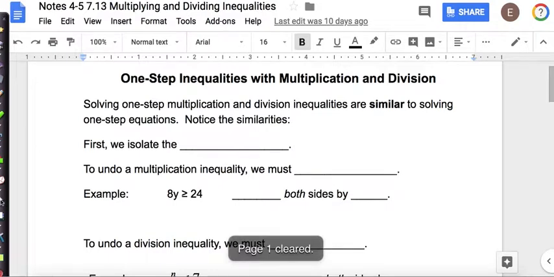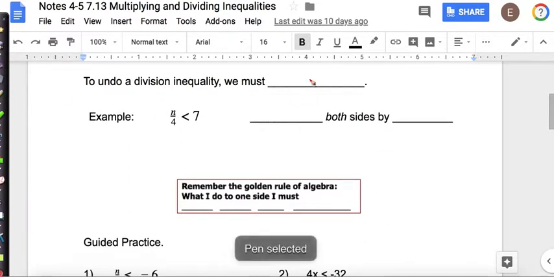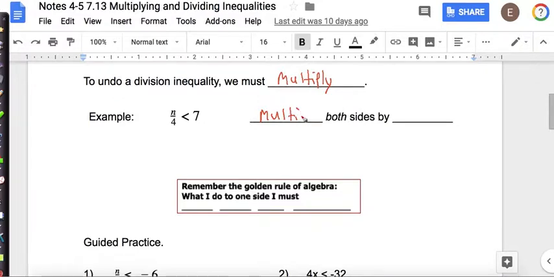Okay, to undo a division inequality, we must multiply. So we have a fraction here, and the opposite of division is multiplication. So we're going to multiply both sides by 4. Let's demonstrate here. We're going to multiply both sides by 4.